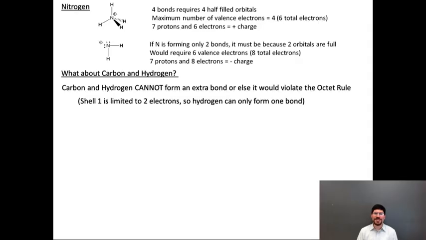Okay, what about carbon and hydrogen? Carbon and hydrogen cannot form an extra bond, or else you would violate the octet rule. Shell 1 for hydrogen is limited to 2 electrons. A bond has 2 electrons. If you tried to form 2 bonds to hydrogen, you'd be putting 4 electrons around this hydrogen, and that violates the octet rule. And then similarly for carbon, if you have 5 bonds to carbon, that would be putting 10 electrons around that carbon and violating the octet rule.